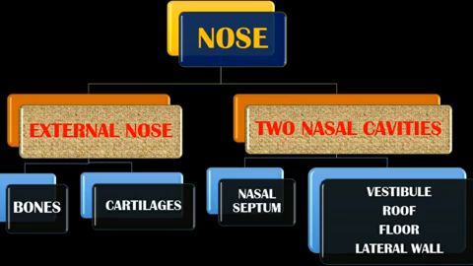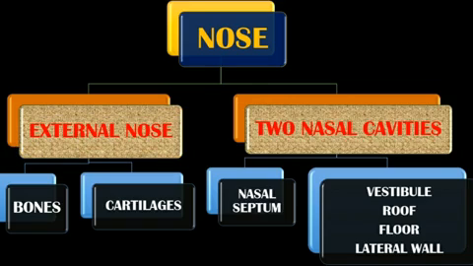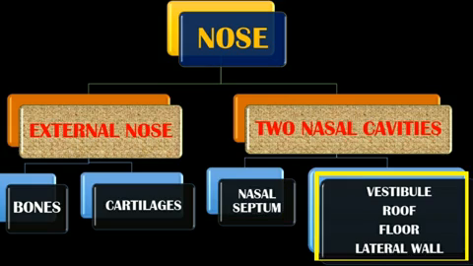Basically, we study the nose by dividing it into an external nose and its nasal cavity. There are two nasal cavities which are separated by the midline nasal septum. Each nasal cavity contains a vestibule, a roof, floor, a lateral wall and a medial wall or the nasal septum. Let us first study about the external nose.